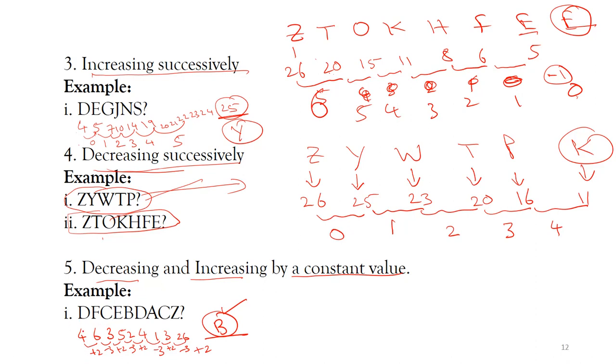That is the answer. Or you can go with the letter gaps. What I have done is I have written the numbers associated with it. Okay. So that is D is 4, F is 6, C is 3, E 5, B 2, D 4, A 1, C 3 and Z 26. Now 4 plus 2 is 6, 6 minus 3 is 3, 3 plus 2 is 5, 5 minus 3 is 2, 2 plus 2 is 4, 4 minus 3 is 1, 1 plus 2 is 3, 3 minus 3 will be 0, but 0 is not there, so it comes 26. So 26 plus 2 will be 28. Answer is B for this question. Clear?